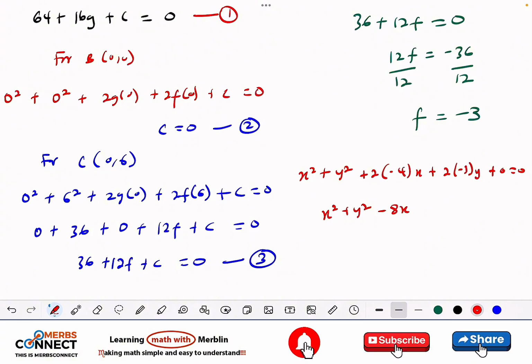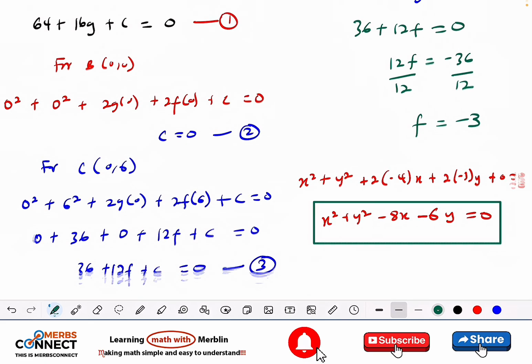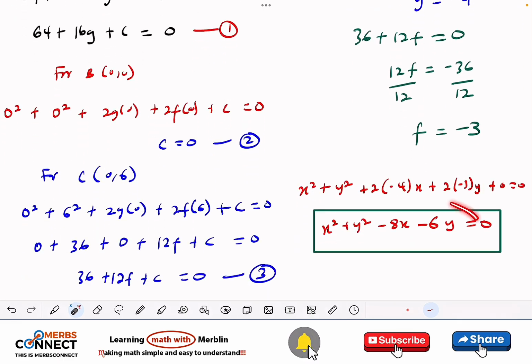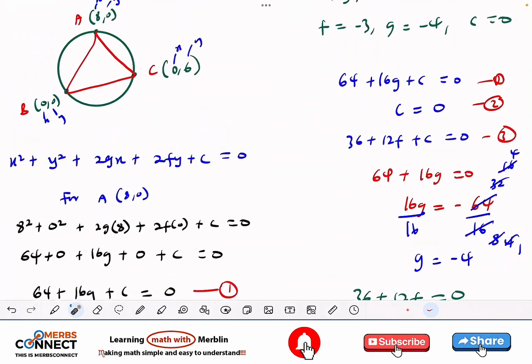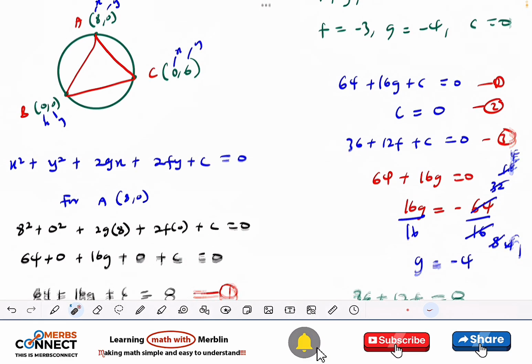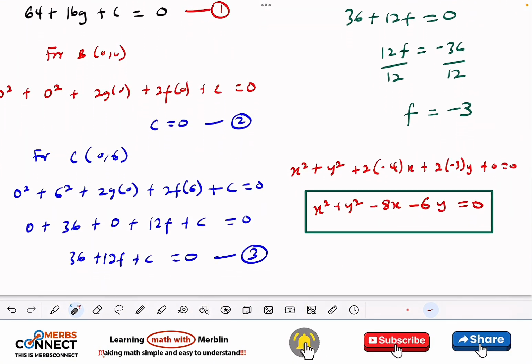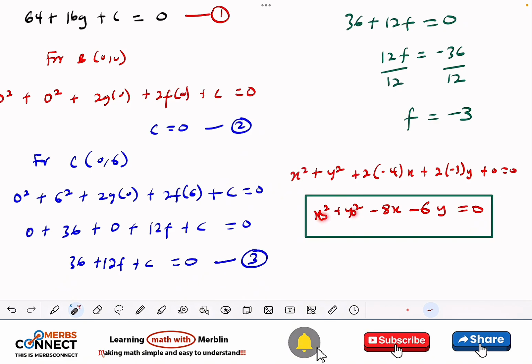Is it plus? No, still minus 6y is equal to 0. So this is the equation of the circle. This circle here has this equation, which makes sure that this is true. So let's see if it is true. When I plug in 0, 0, let's see what we are going to get. Plug in 0, 0: 0, 0, 0 will be 0. So it's true, it's equal to 0 because they are on the circle.